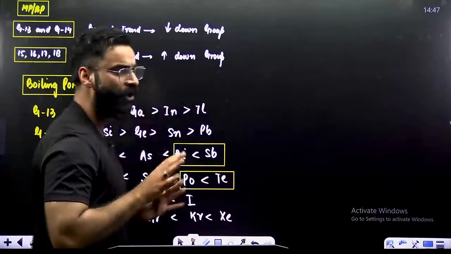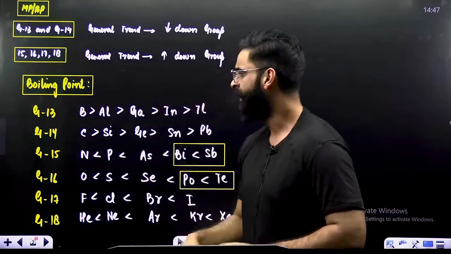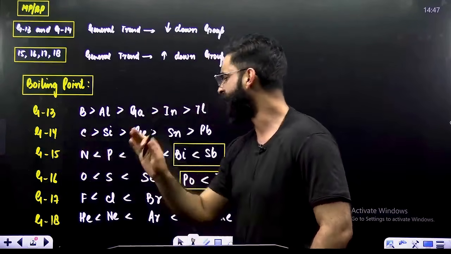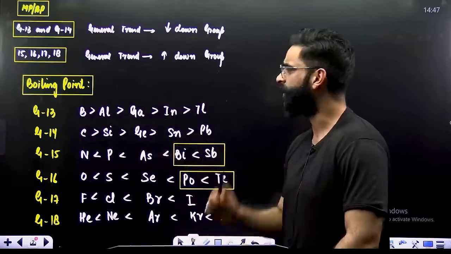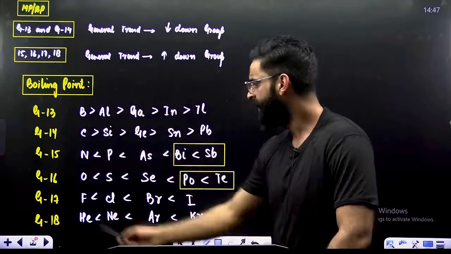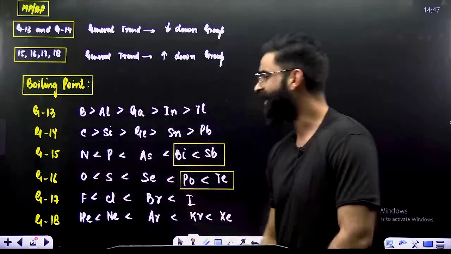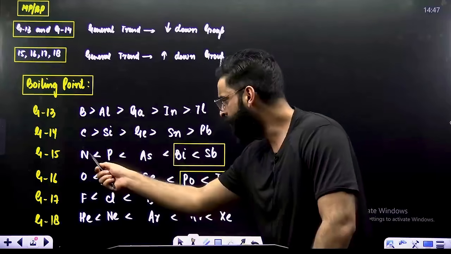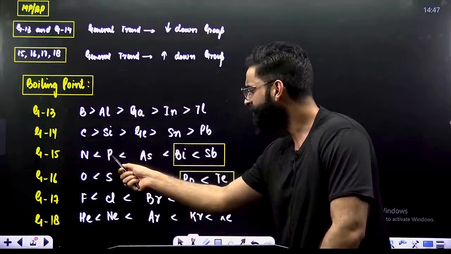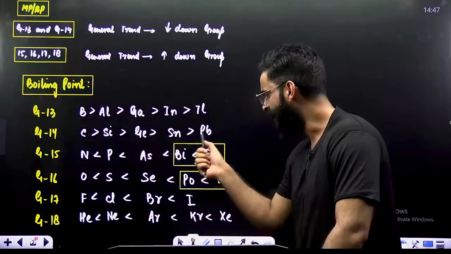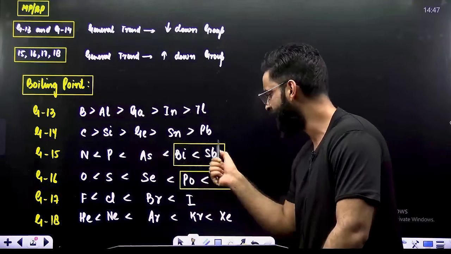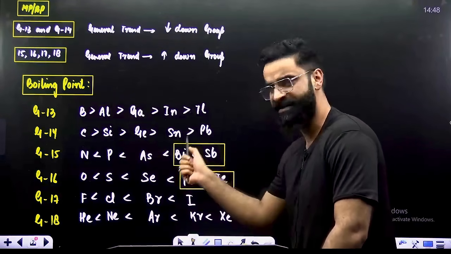Now, if you look at the order of the boiling points and the exceptions, first of all, group 13, group 14, there is no exception. Down the group, as you can see, your boiling point is decreasing, right? Group 15, group 16, there are exceptions. First of all, down the group, your boiling point increases, but there is a change here. Antimony should come here, bismuth should come here. So here the first exception comes.